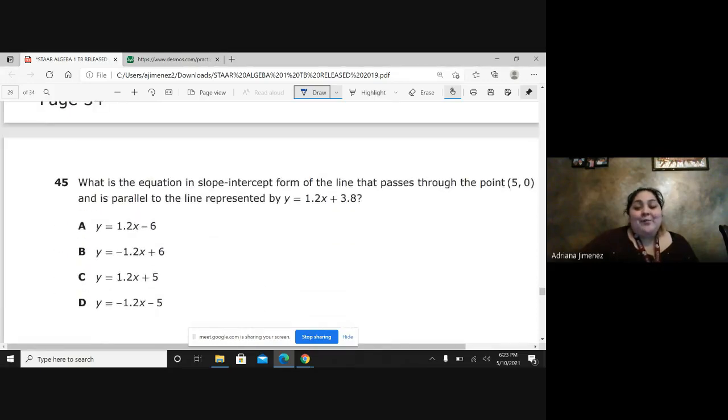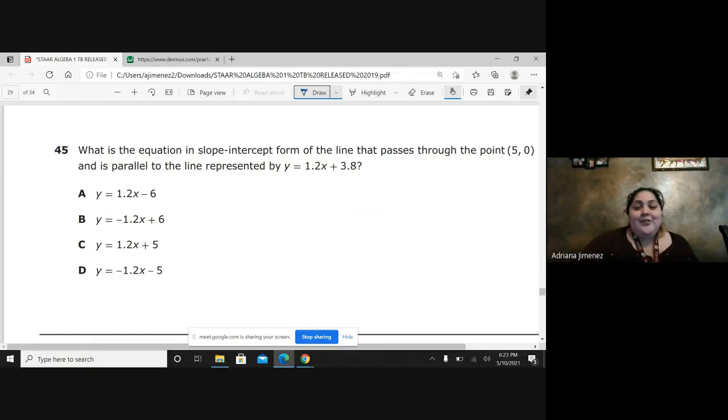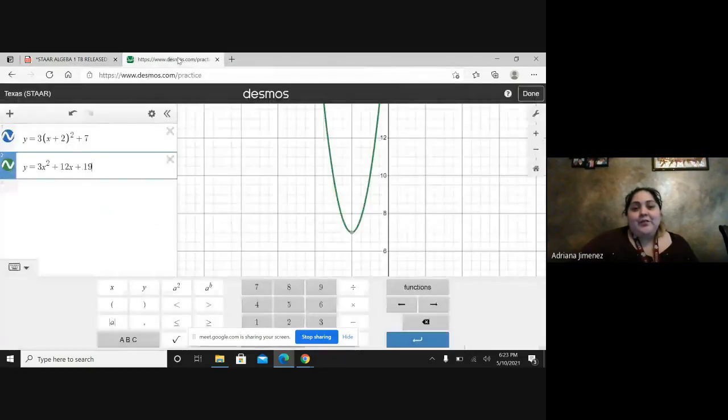All right, this one says parallel. So the first thing I'm going to do is write the equation and the ordered pair into decimals.